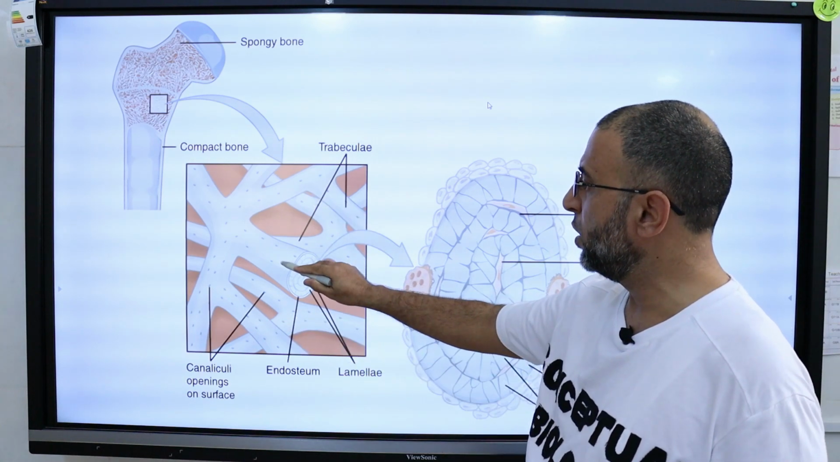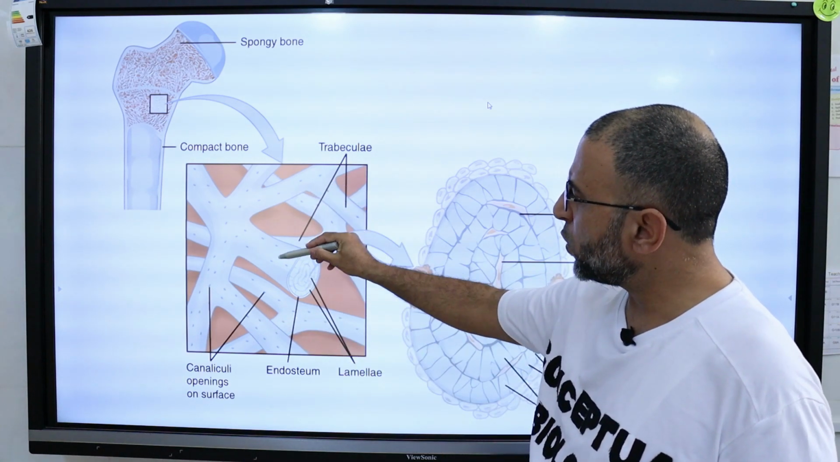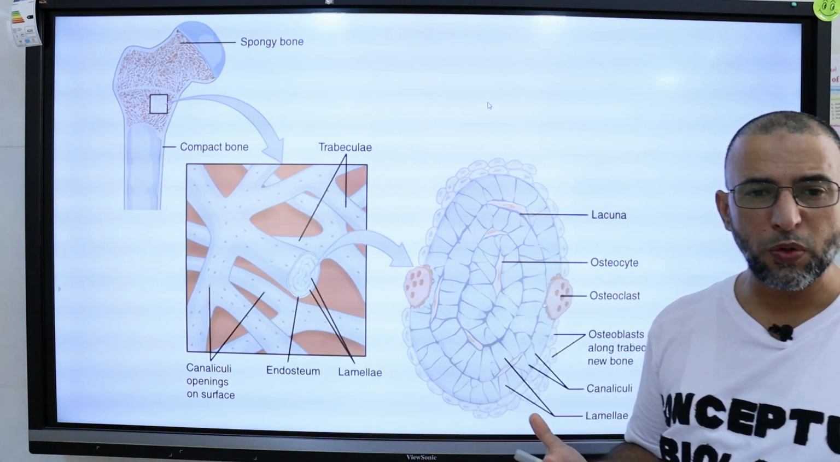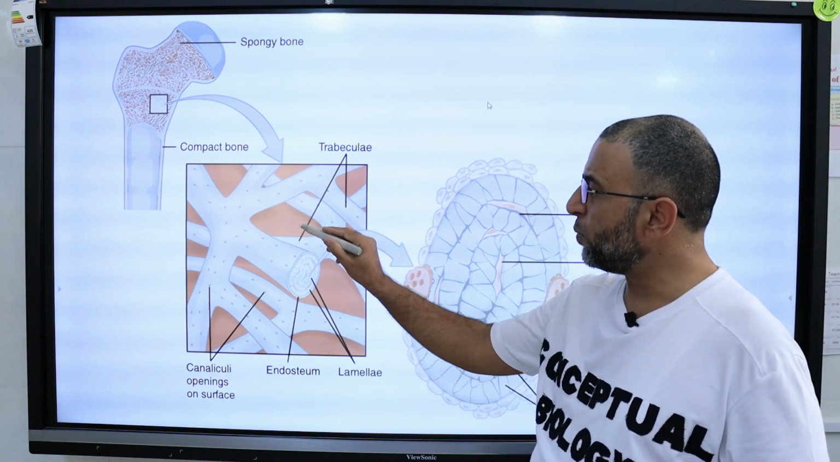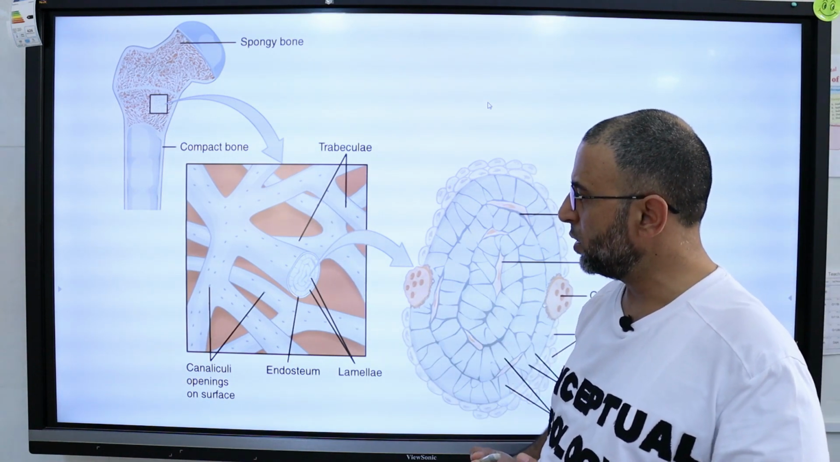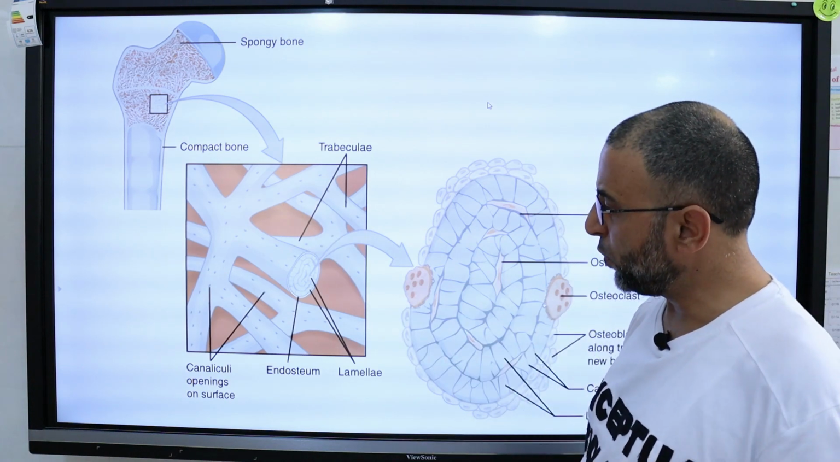They are called trabeculae, and in between the trabeculae there are spaces, cavities, where red bone marrow is present. And from that red bone marrow blood cells are produced, like red blood cells, white blood cells and platelets.